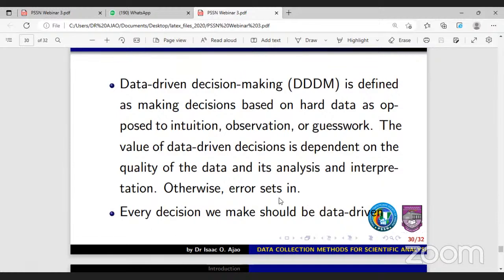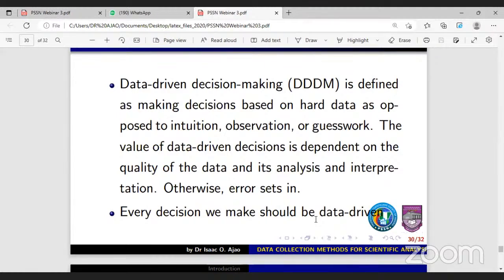Otherwise, there is error. I've mentioned it the other time. We have two types of error in statistics: type 1 error and type 2 error. That one is found in the error table. Every decision we make should be data-driven. I've made mention of it the other time.